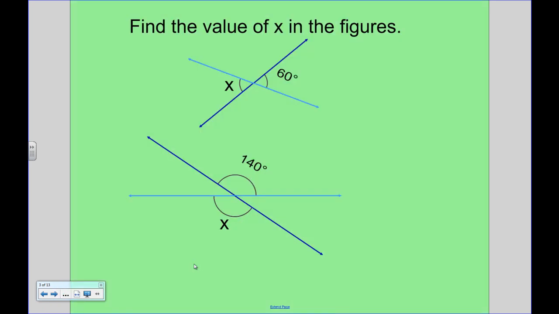So we want to find the value of x in each one of these figures. So if I look at this figure here, I have the two intersecting lines, which means that it's forming some vertical angles. And because these two angles are across from each other, that means they are the same measurement. So if this is 60 degrees, that means x is also 60 degrees. The same here, if this is 140 degrees, because these are vertical angles, x is also 140 degrees.